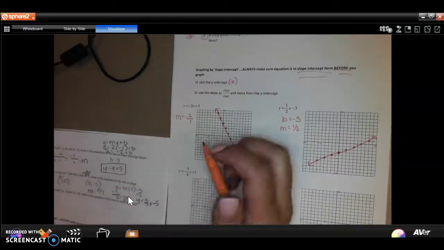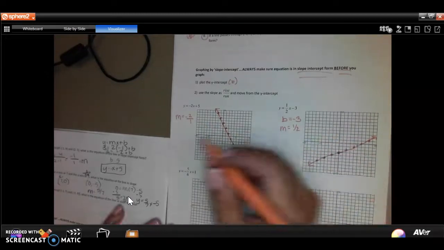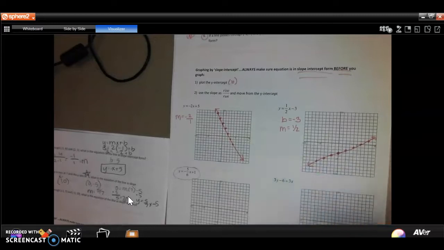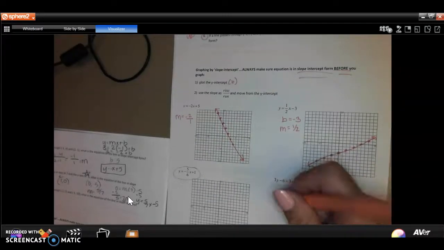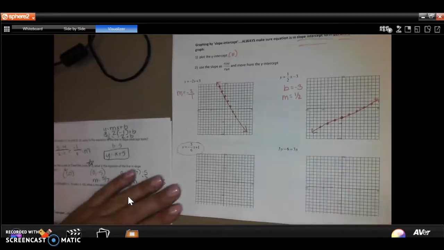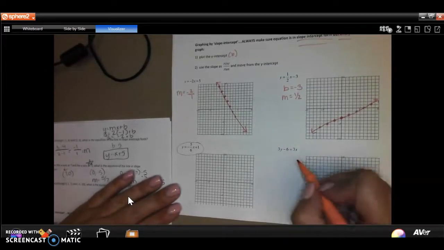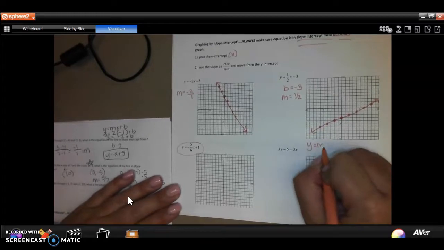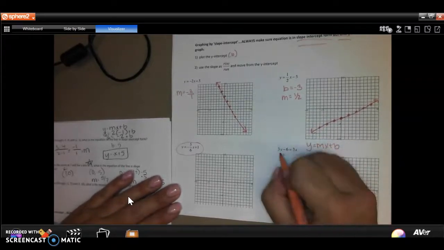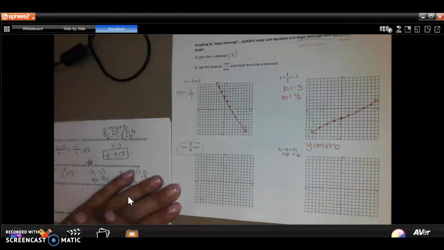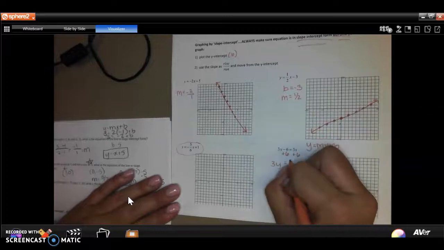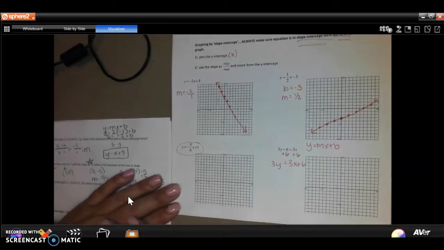All right, I'm going to have you try number 3 on your own. And we're going to go ahead and look at number 4 real quick. For number 4, this is not in slope-intercept form. Slope-intercept form is y is equal to mx plus b, so we need to get y by itself. I'm going to start by adding 6 to both sides. I now have 3y is equal to 3x plus 6.